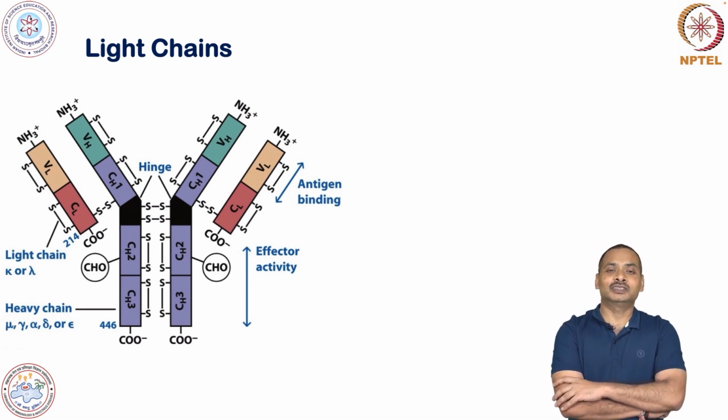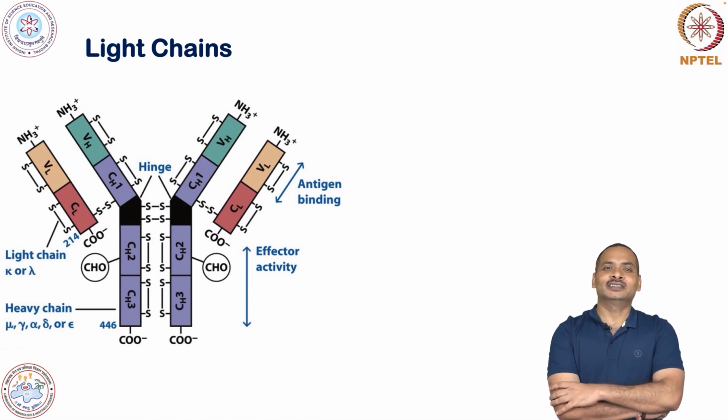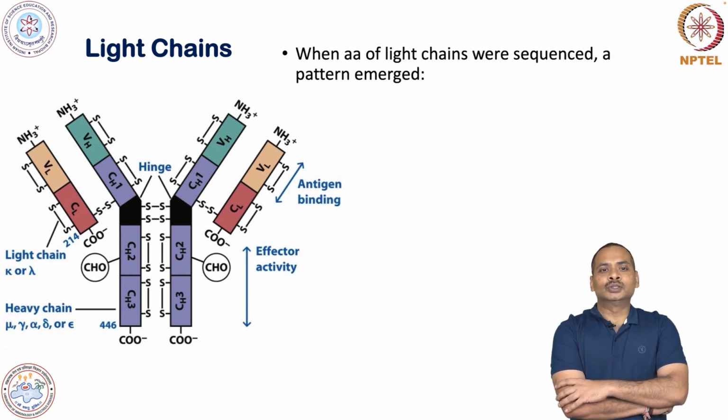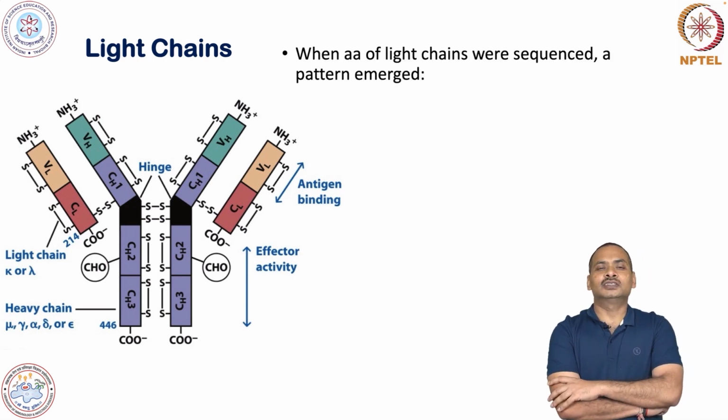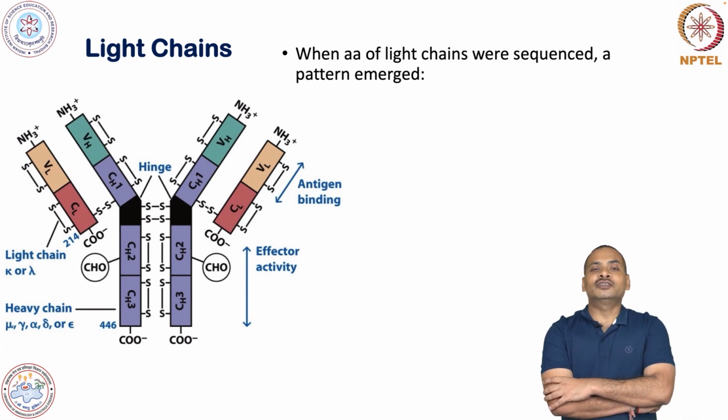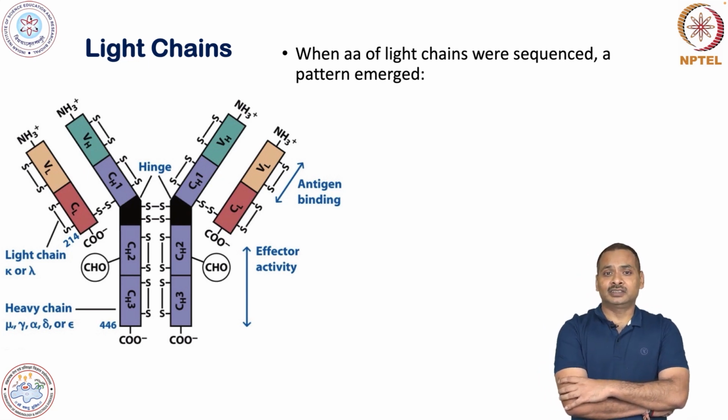Okay, if you studied biochemistry, you can understand that a protein sequencing method was also there at that time. So, when the amino acids of the light chain were sequenced, since the technology was there, they found out some interesting things.